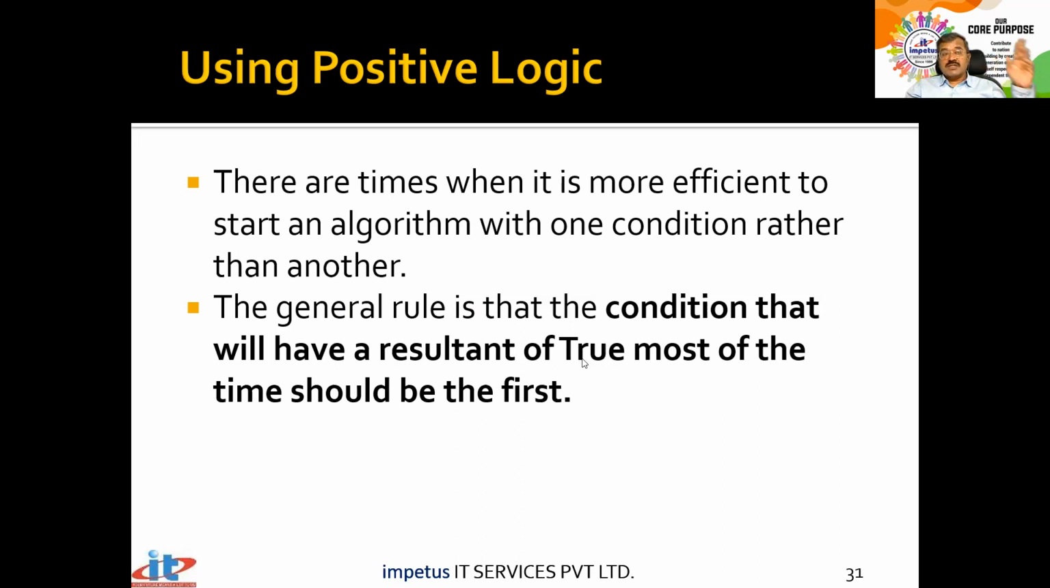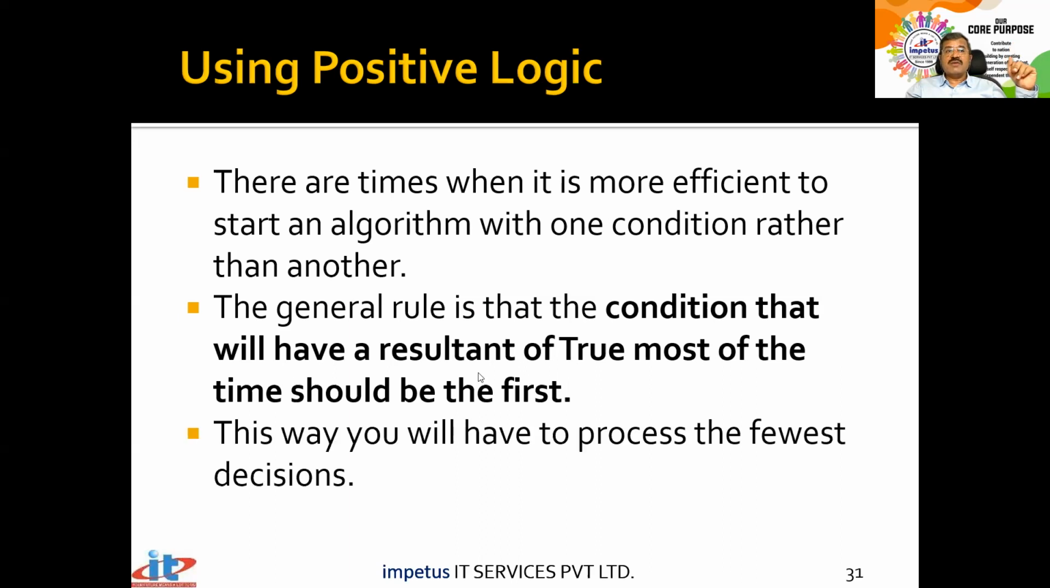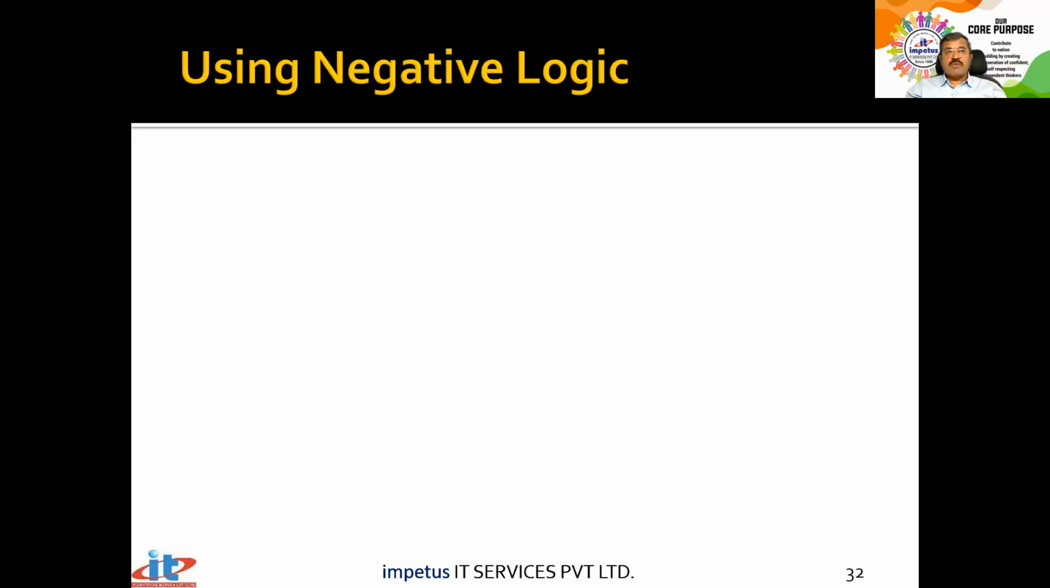When there are multiple conditions, order is actually important. This way you will have to process the fewest decisions. The fewer comparisons you do, the better it is. So this positive logic says you will check for the next condition only if the previous condition is false. So check for that condition earlier whose possibility of being true is more.